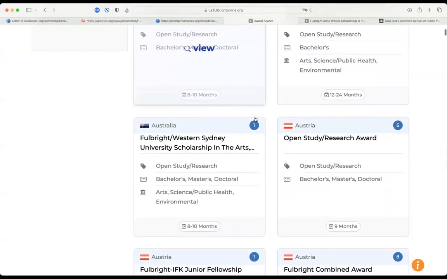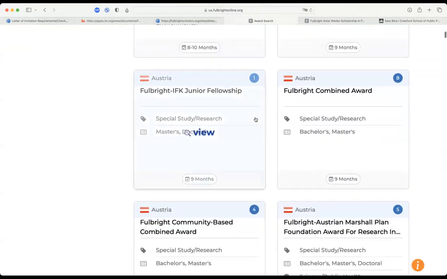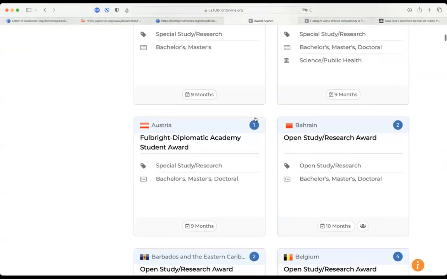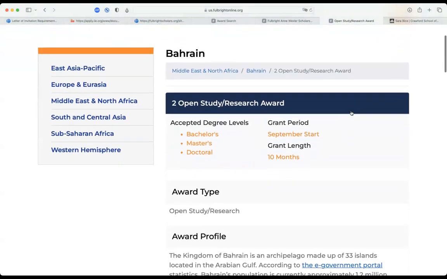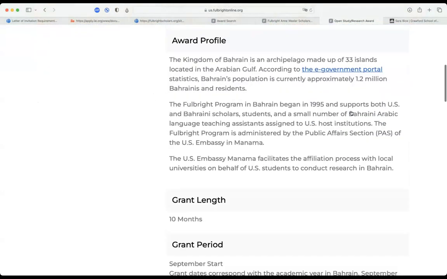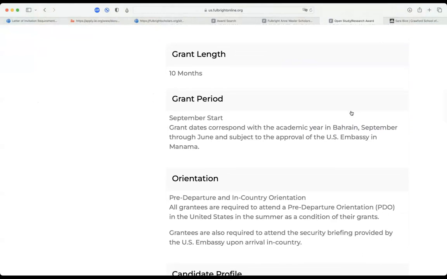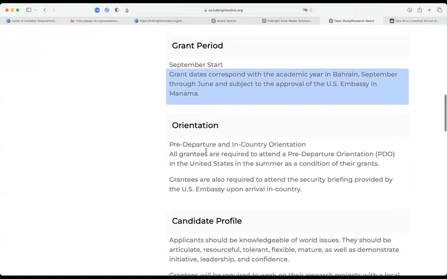So let's take a look at another example here. Let's say that you are applying for Bahrain. In this case, it's an open study research award. It's not limited to a particular field. If we go ahead and look at this, we see that we have the grant length of 10 months. It'll be aligning with the academic year in Bahrain, which runs from September through June.